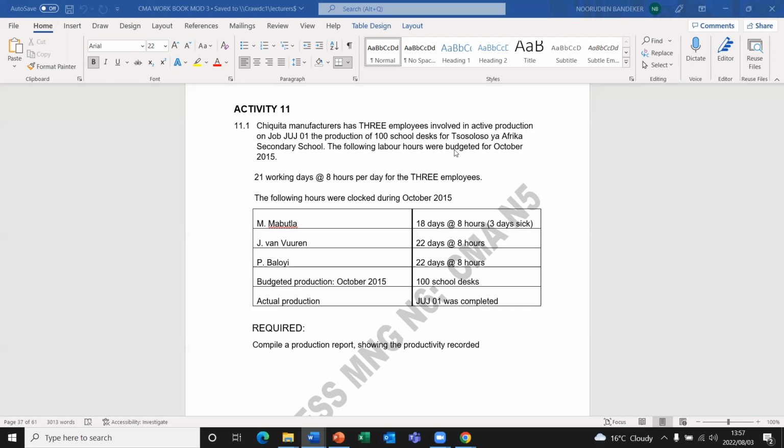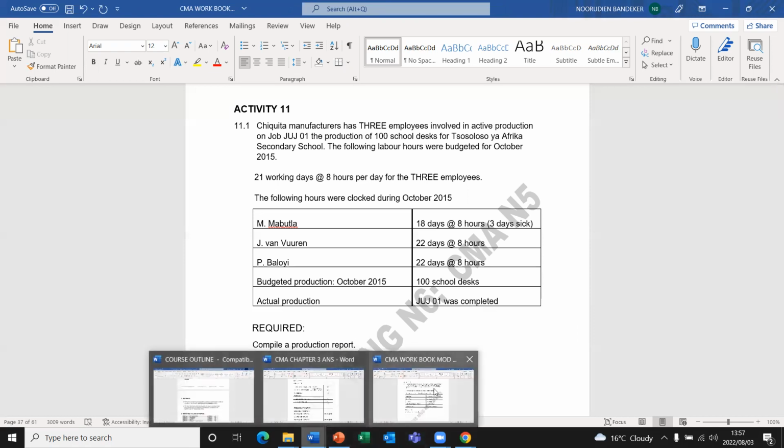The following labor hours were budgeted for October: 21 working days, 8 hours per day, and they had 3 employees allocated to this job. So the first part deals with the budgeted information and partly actual information. In the table below, they give you the actual amount of hours worked for the 3 employees, the budgeted production, and the actual production. Here it says compile a production report. Now, when it says compile a production report, it means you must include a productivity report as well as a conclusion.